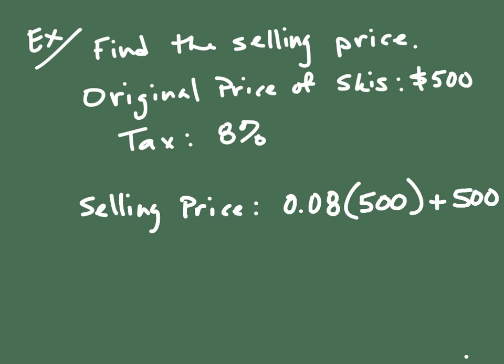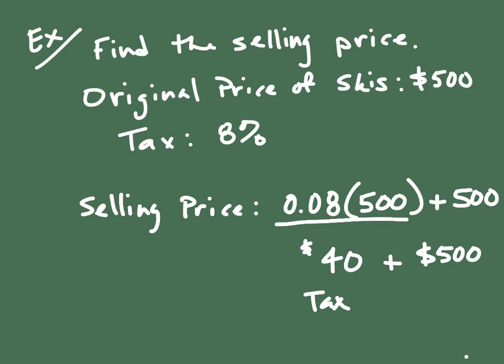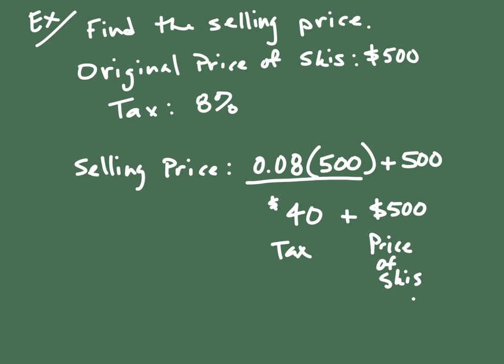So for this situation, all right, 8% of 500 is going to give you 40, and this is your tax. Add that to the price of the skis, which is $500, so this is the price of the skis. And then with tax, your selling price is going to be $540. All right, and so that's how you calculate the selling price of items, including tax.